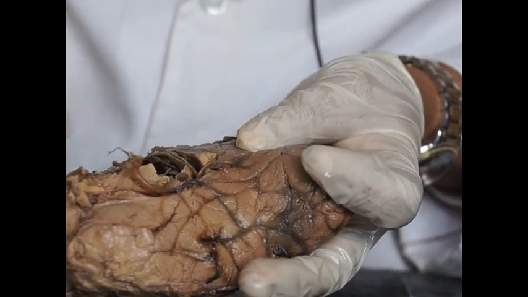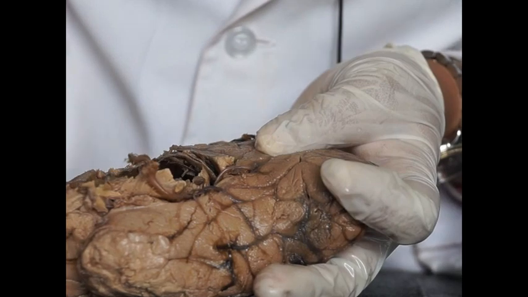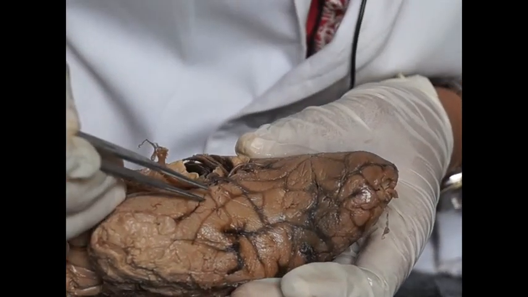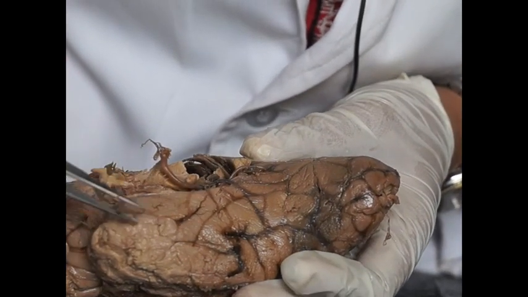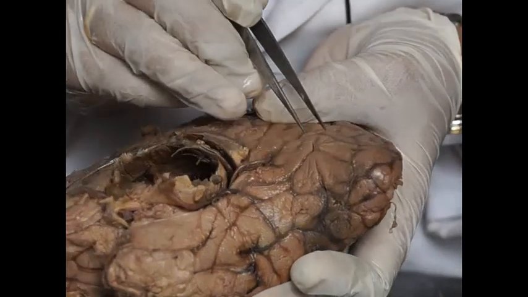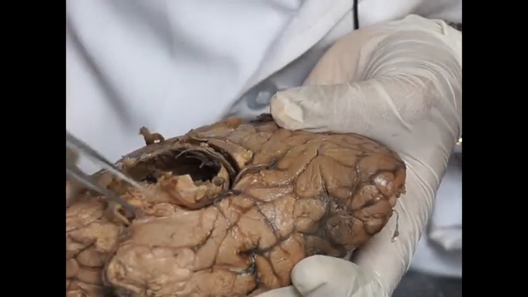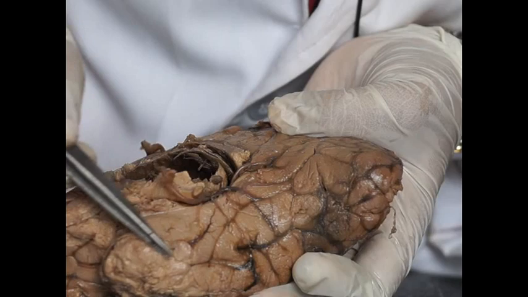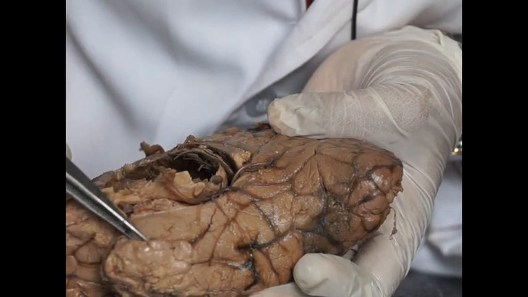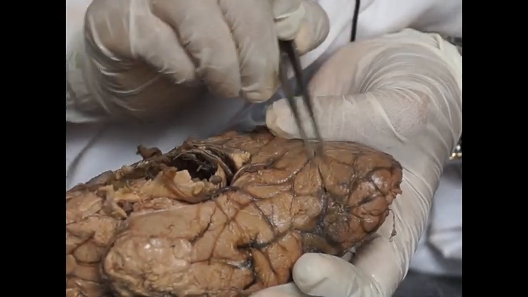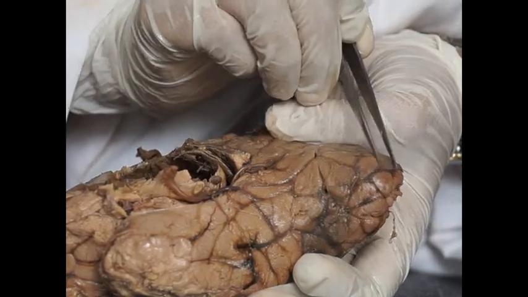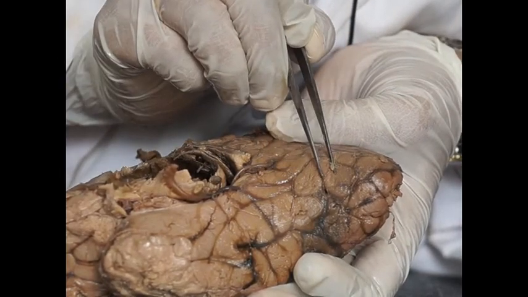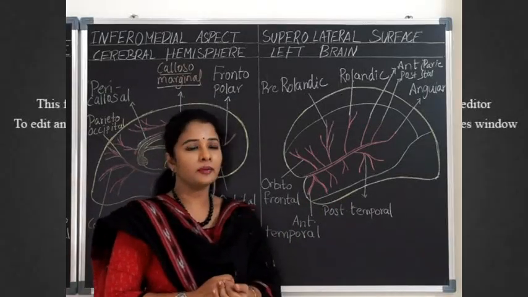Apart from these two, the posterior cerebral artery also gives some temporal branches to supply the inferior surface and medial surface of the brain. So the anterior temporal branches run towards the anterior side of the brain, and posterior temporal branches run towards the occipital lobe of the brain. Let's see about the middle cerebral artery.